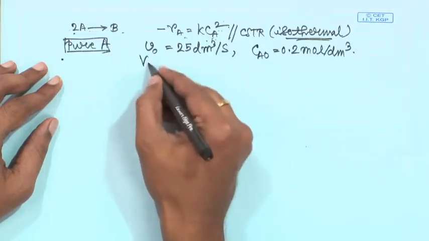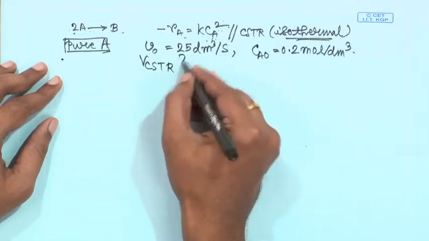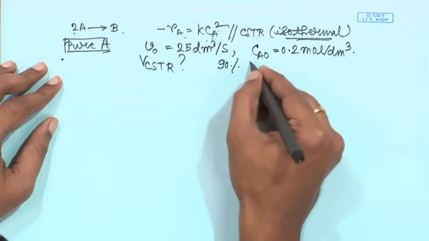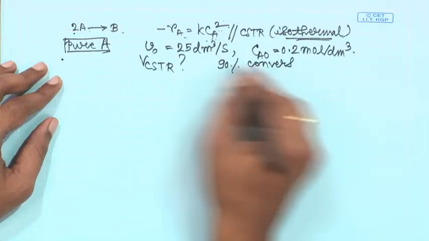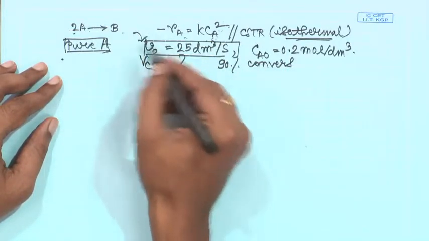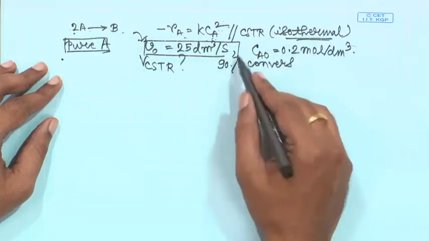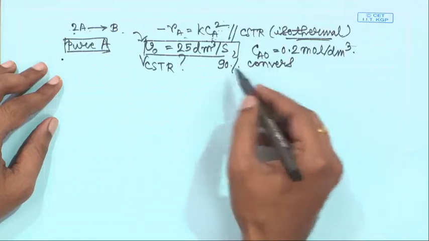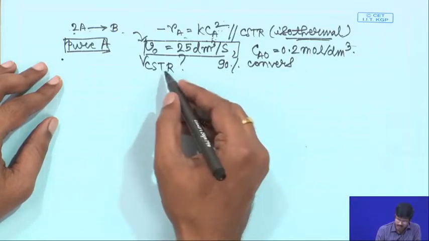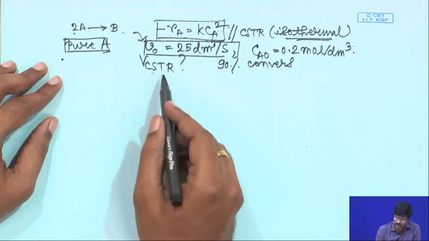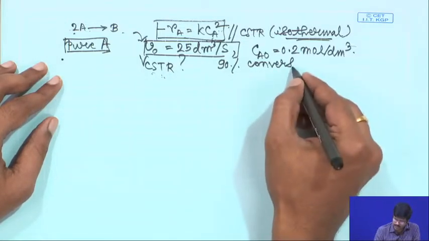The question is, what is the volume of CSTR necessary in order to achieve a conversion of 90%? We know the volumetric flow rate at which it is entering. We also know the initial concentration at which it is entering, that is the feed concentration, and we also know this rate expression. So, can we find out the volume for which we can achieve 90% conversion?